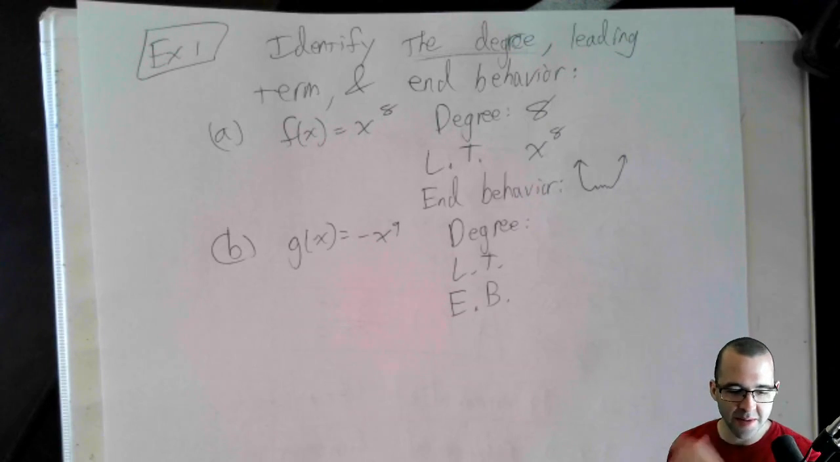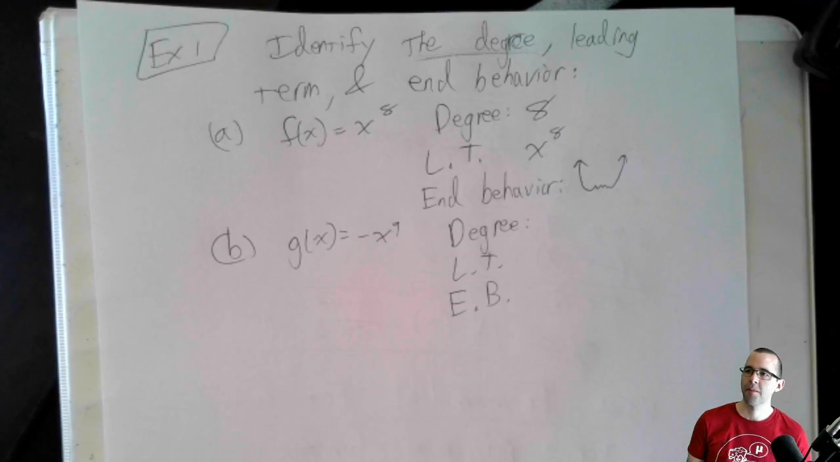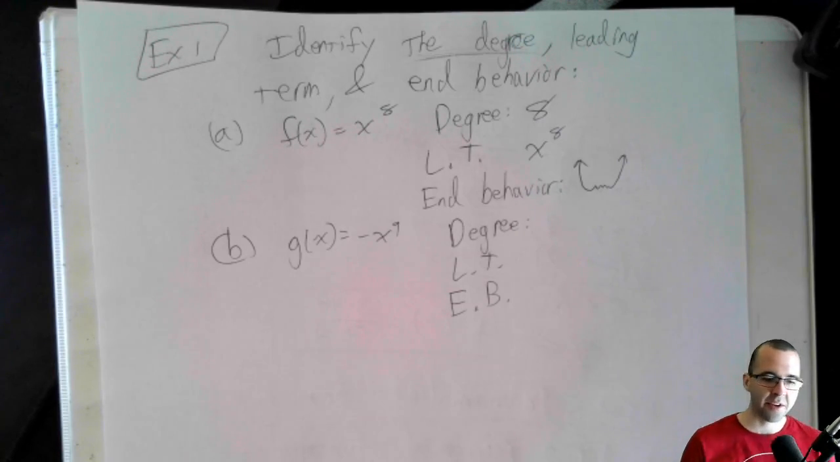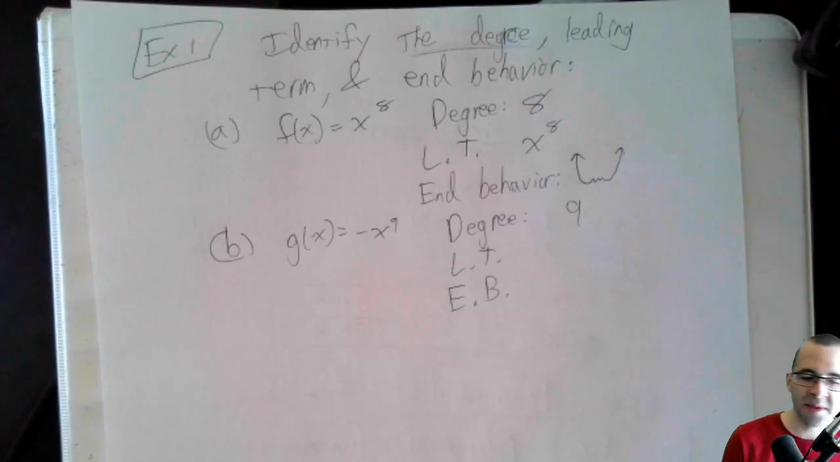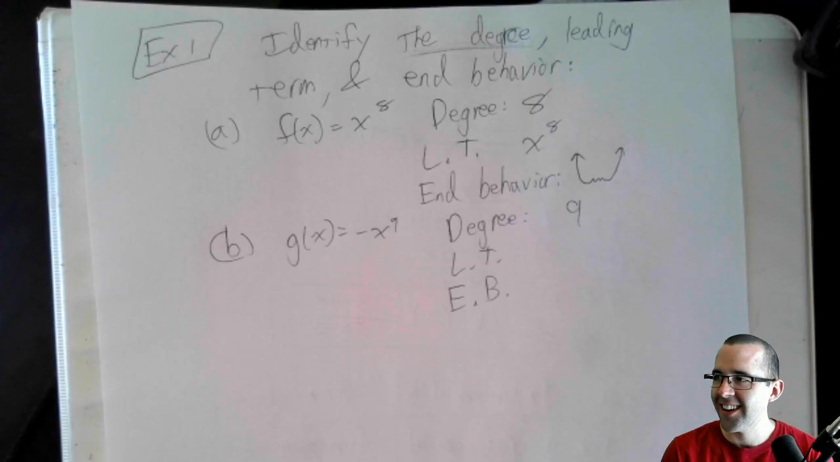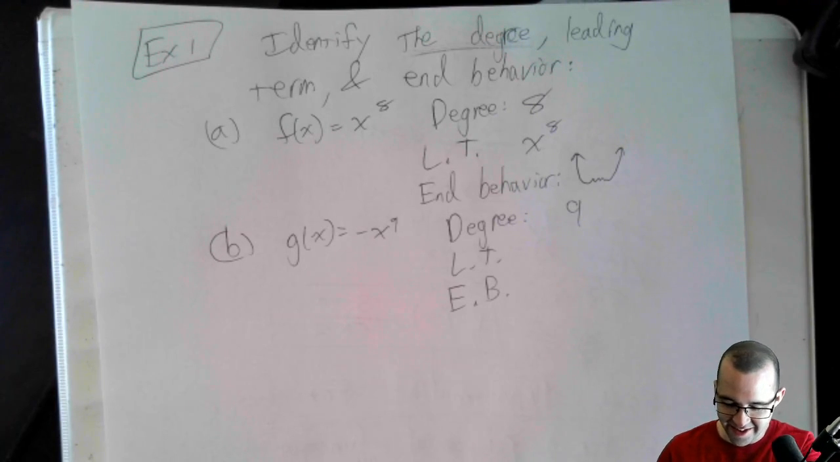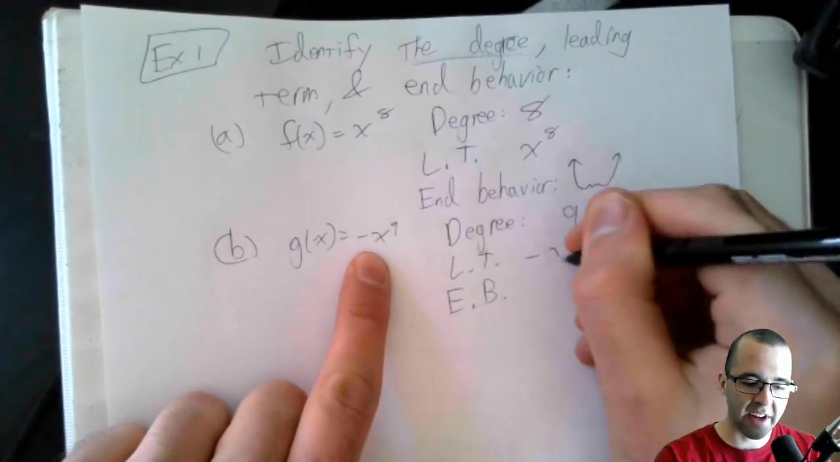All right, so someone give me some stuff. Yep, 9 is the degree. Degree is just the biggest exponent. Leading term is going to be the term that has that biggest exponent. Again, we only have one term. I like this encouragement that you guys have for each other. Good. So leading term is just going to be the whole thing, negative x to the ninth.